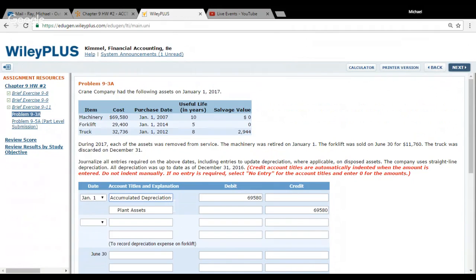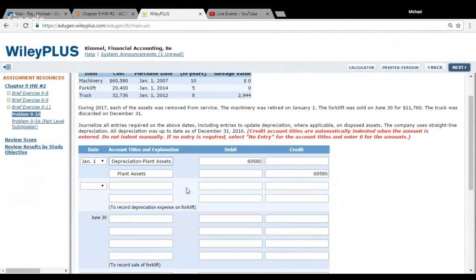Actually, I think I made a mistake up here on accumulated depreciation, and we want to do plant assets instead of equipment. In the next entry, we record the depreciation expense on the forklift, the forklift that we sold on June 30th. So we're going to calculate all the depreciation that we have had up until that point.